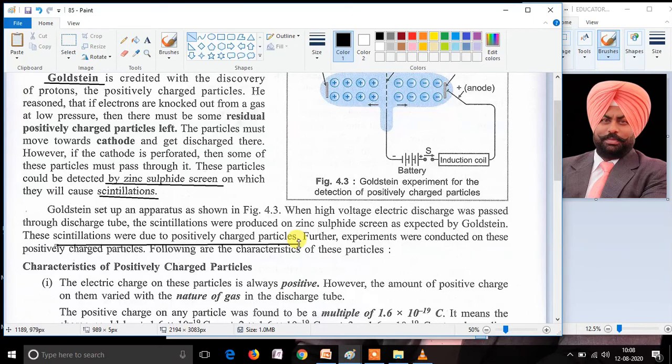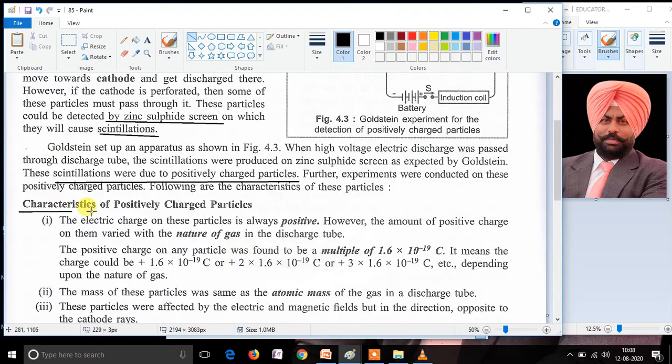And these positively charged particles have some characteristics. The characteristics of these positively charged particles are that they are always positive in nature, and the amount of positive charge on them varies with the nature of gas in the discharge tube. If the gas is changed in the discharge tube, the amount of positive charge on these positive particles also changes. It means that this positive charge depends upon the nature of gas used in the discharge tube.